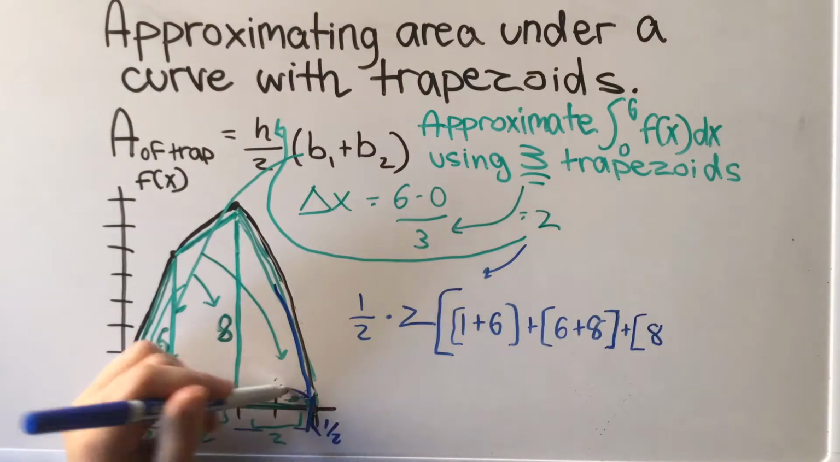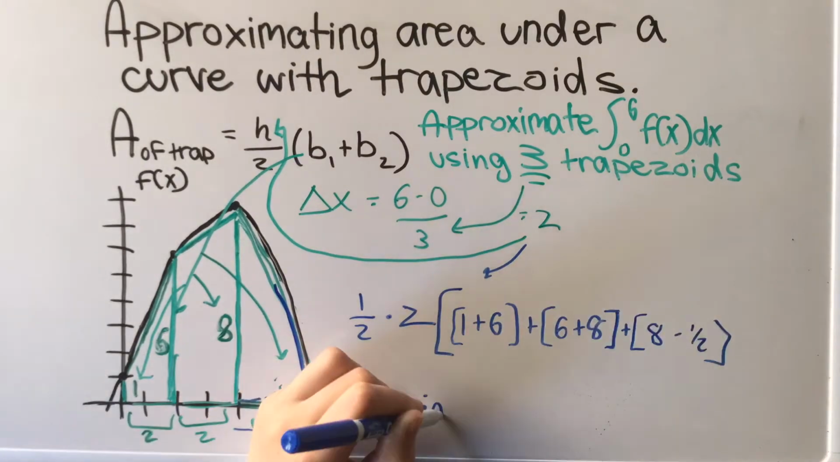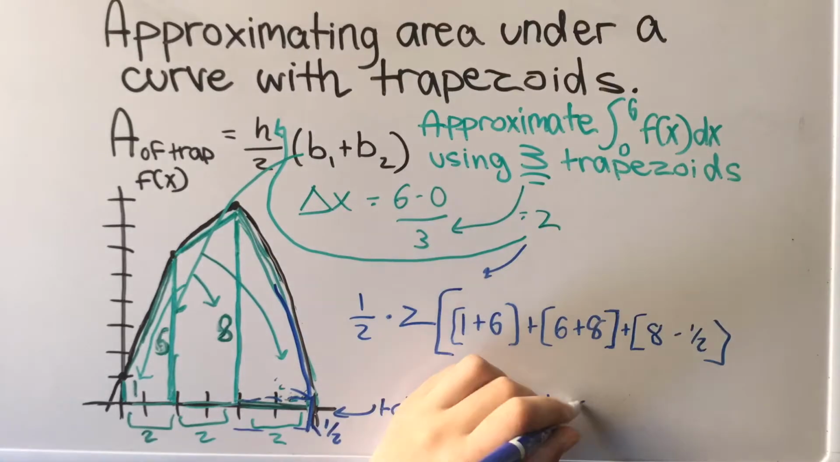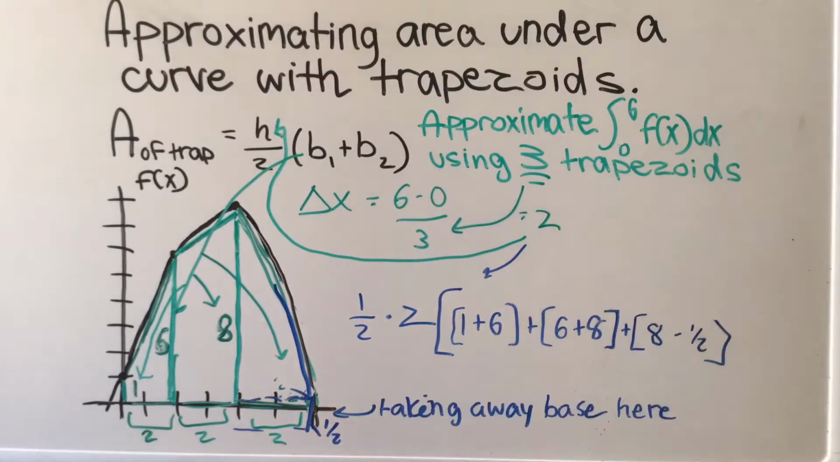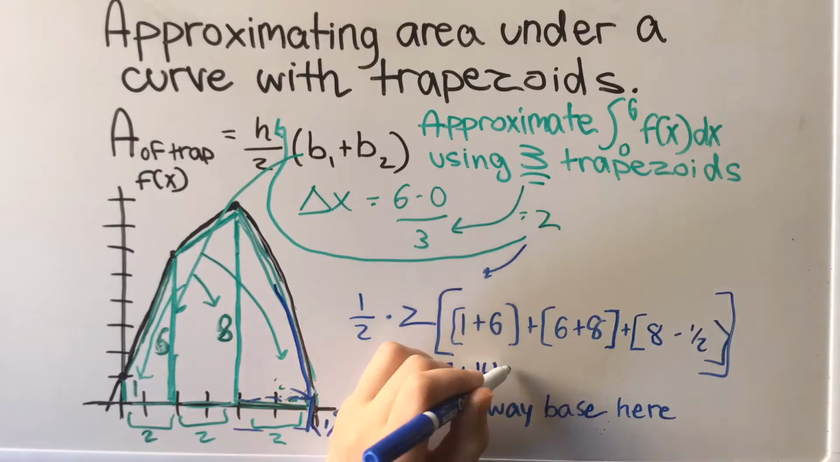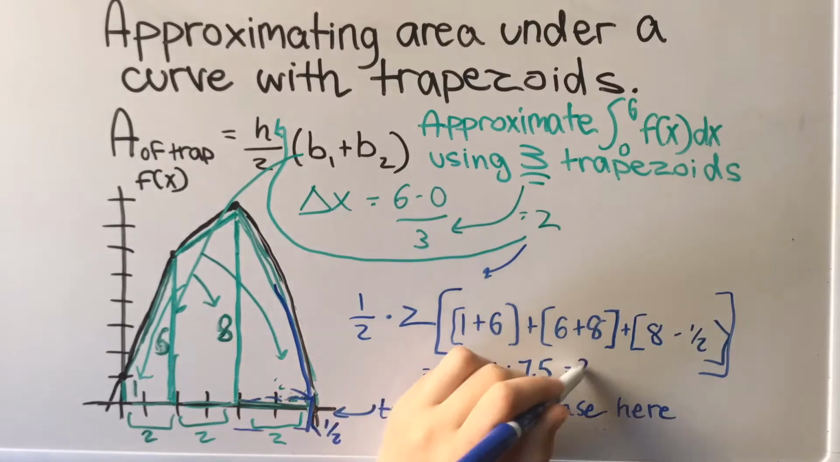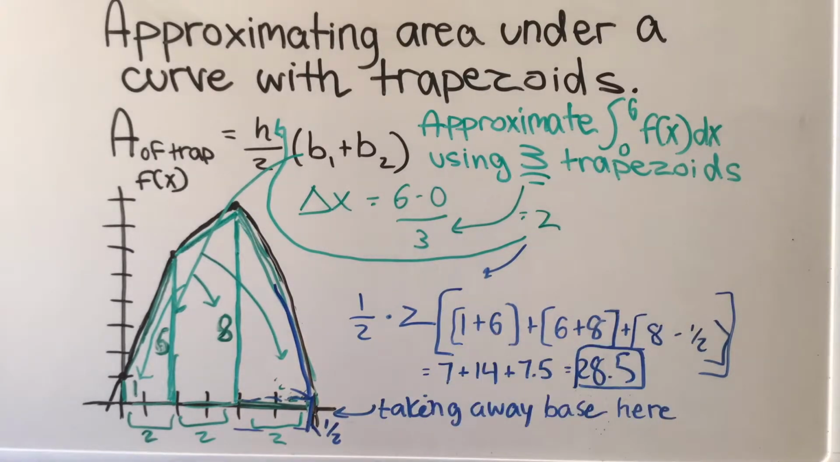And lastly, this one on the right here is kind of tricky, but it's actually 8 is the positive part, and then we have to subtract that 1/2 to just get the area that's above the x-axis. And then I just simplified that equation, and it will simplify to 28.5 as your final area. Once again, this is only an approximation.